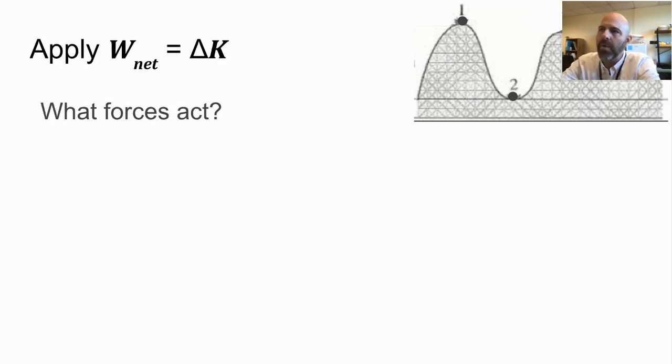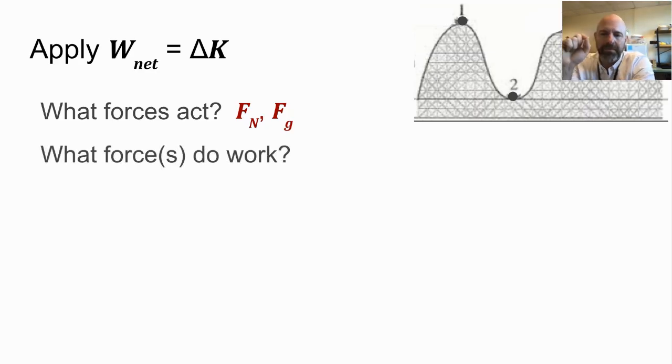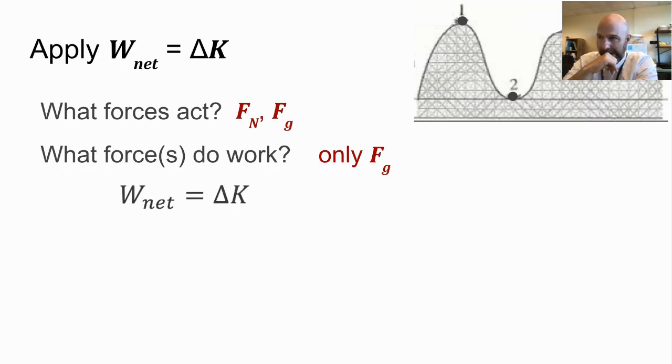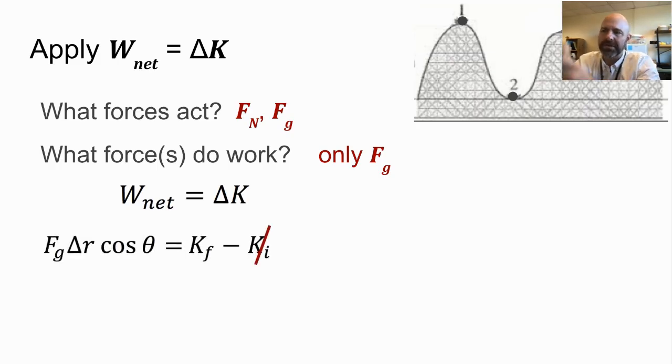So instead, what can we think about in terms of the forces that are acting and how much work they do? Well, there's a normal force and there's a force of gravity, but the normal force doesn't do any work because it is always perpendicular to the path of motion. And so only the force of gravity is doing work. And the net work that is done will give us the change in kinetic energy. Well, we know that the force of gravity times delta R times the cosine of theta should give us the change in kinetic energy. And since we start at rest, that will just give us the final kinetic energy.